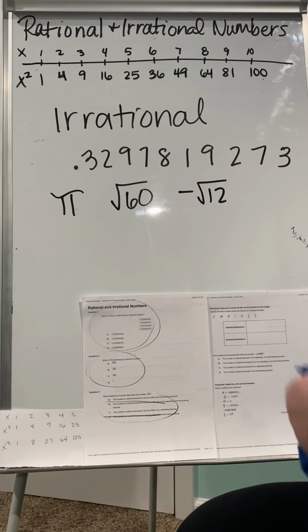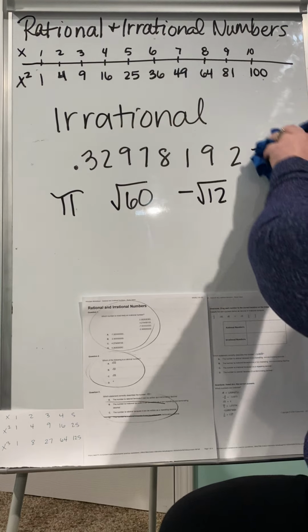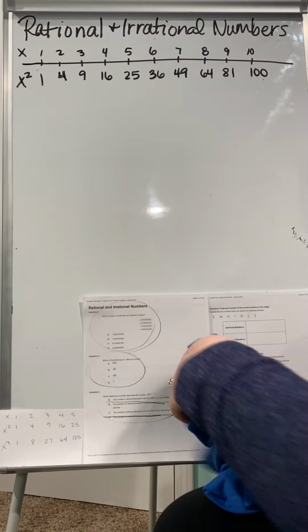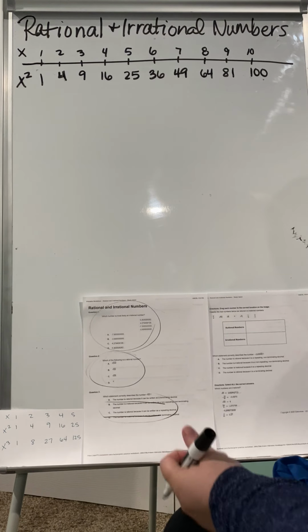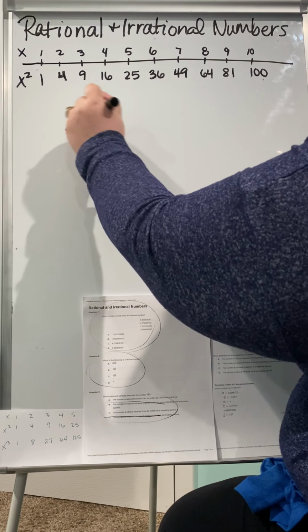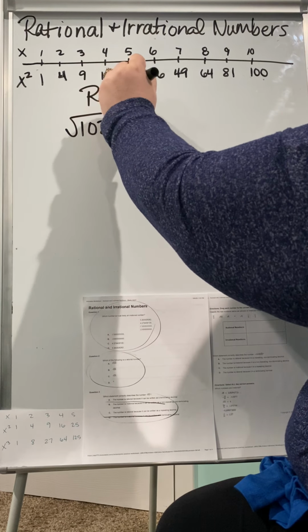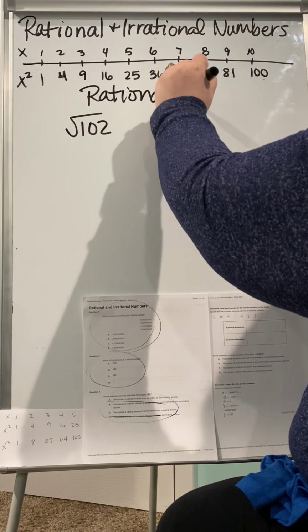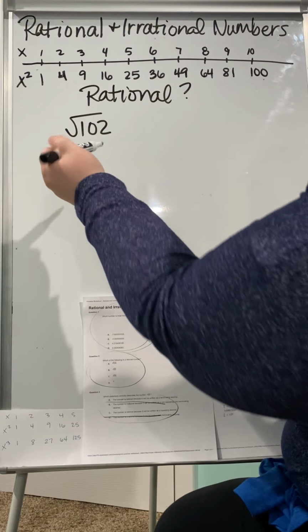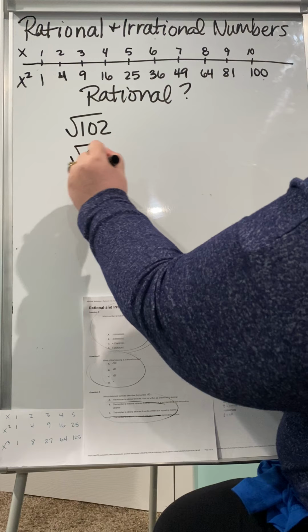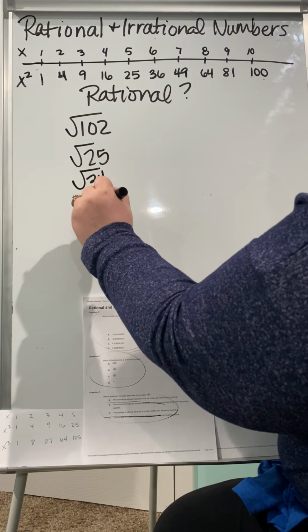Okay? So, for example, here we go. Let's do some practice. I'm going to put up a set of numbers and we're going to try and figure out which one is irrational. Square root of 102. And again, we're looking for rational. Square root of 102. Square root of 25. Square root of 34. Or pi.